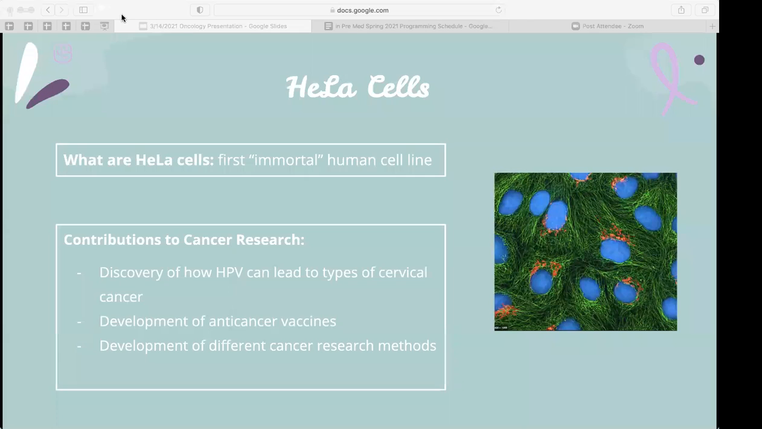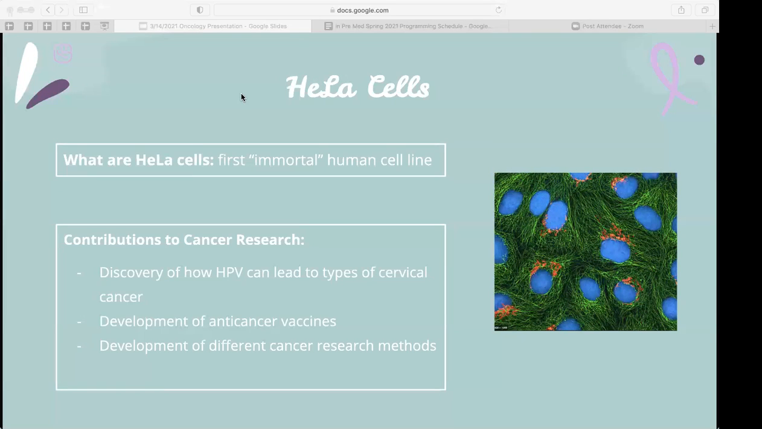So what are Hela cells? Hela cells are an immortal cell line used in scientific research, and it is the oldest and most commonly used human cell line. They're not actually immortal, and they're just called that because they divide over and over again. Scientists used Hela cells to discover how HPV can lead to certain types of cervical cancer. This discovery would later pave the way for the development of some of the first anti-cancer vaccines.